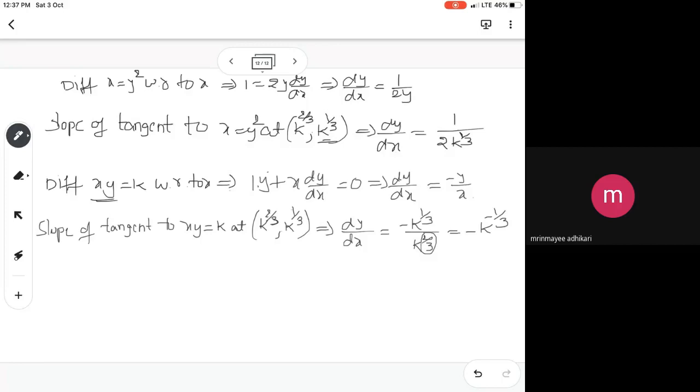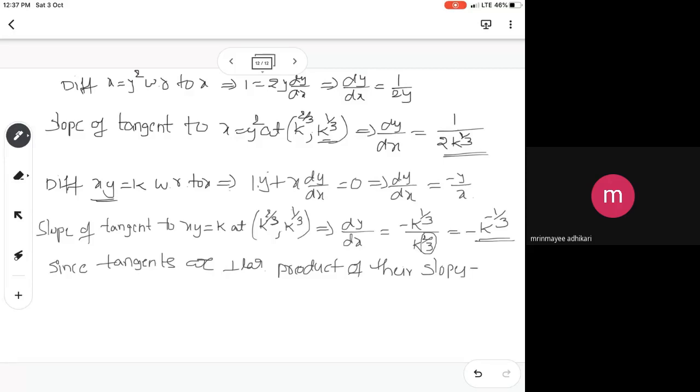So we know that these two curves intersect at right angles. Then the product of their slopes will be equal to minus 1. These two are the slopes, because the tangents are perpendicular. Since tangents are perpendicular, the product of their slopes is equal to minus 1.